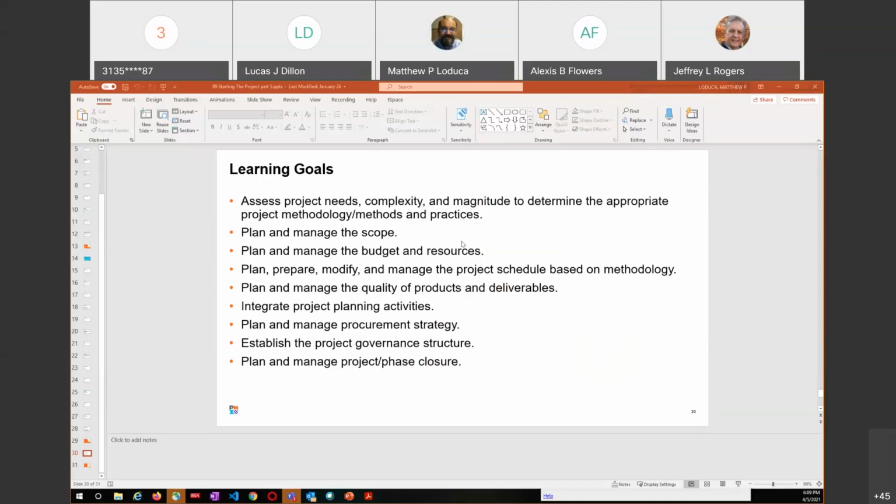Plan and manage the scope. You guys all should have talked about plan and manage scope. Scope is really important, that whole getting from your charter to decomposing your high-level requirements into a work breakdown structure. Those are really, really important topics. So scope, remember that charter, remember the decomposing to a work breakdown structure. Those are really important, and you'll probably get lots of questions on the exam about that.